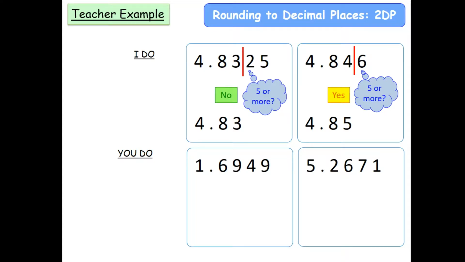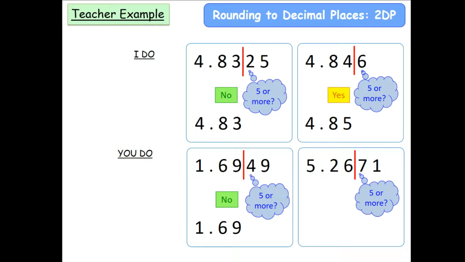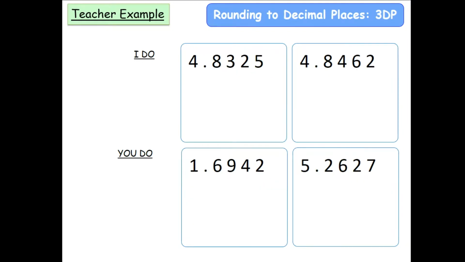Okay, so this first one now, you should have put a line between the 9 and the 4 over here. Okay, so now we look at 4. Is 4 5 or more? No. Okay, so the answer is 1.69. Next one, your line goes between 6 and 7. Is the 7 5 or more? Yes. So now we round 6 up to 7. So your answer is 5.27.